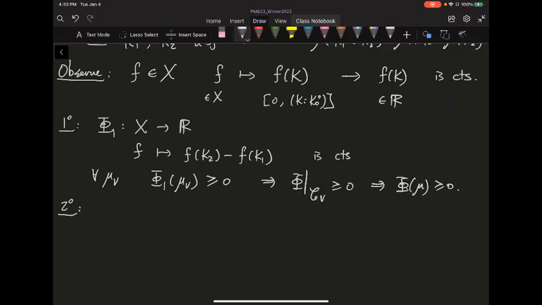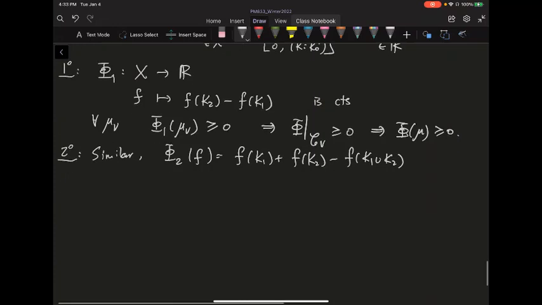And the second one is really similar. You basically apply the same argument, except the phi now is phi_2 of f. It's going to be f of K1 plus f of K2 minus their union. So this one is going to be always non-negative, and you apply exactly the same trick. You get it in the same way. All right, so I'll leave that as an exercise.